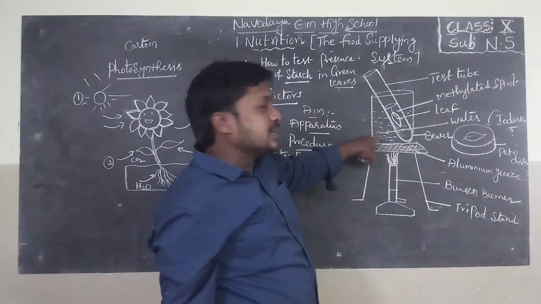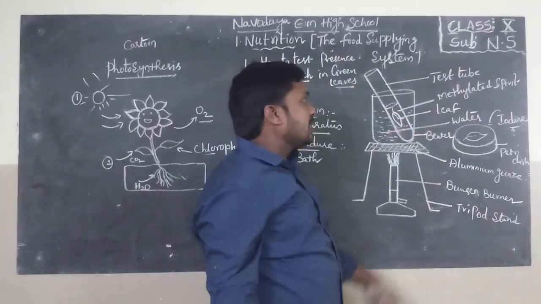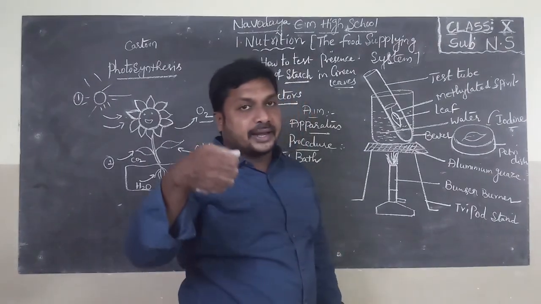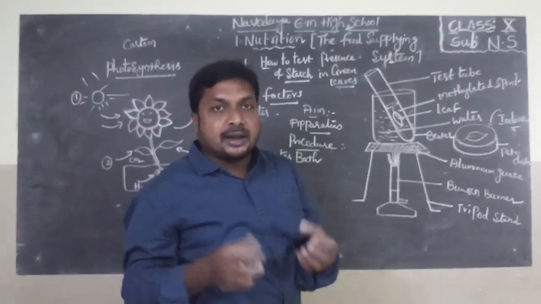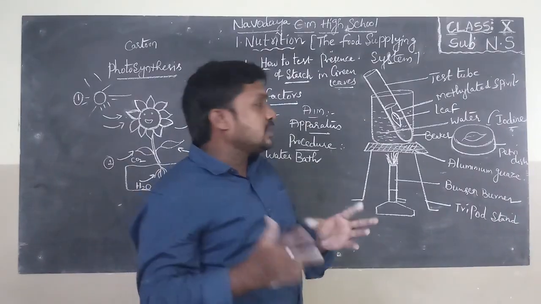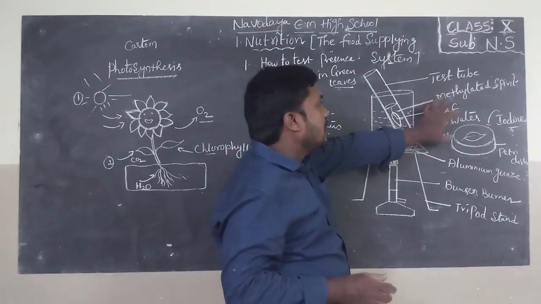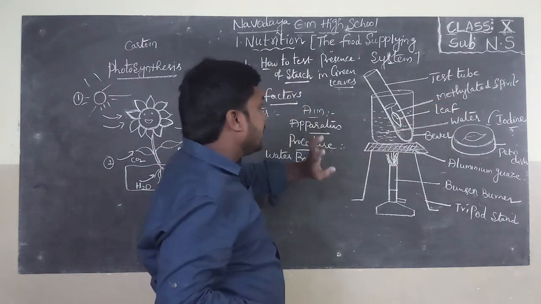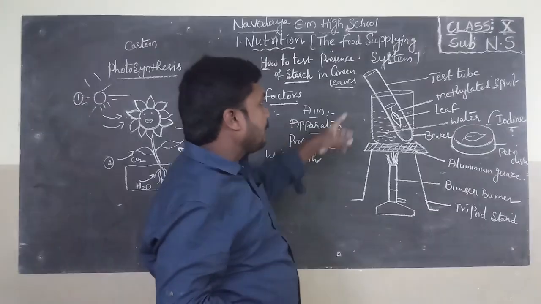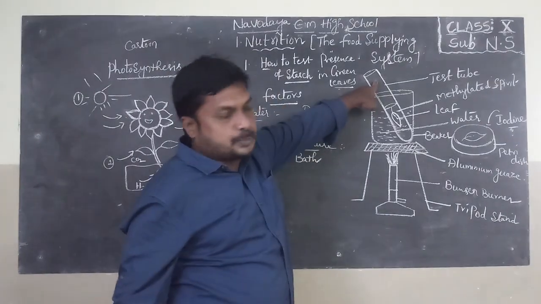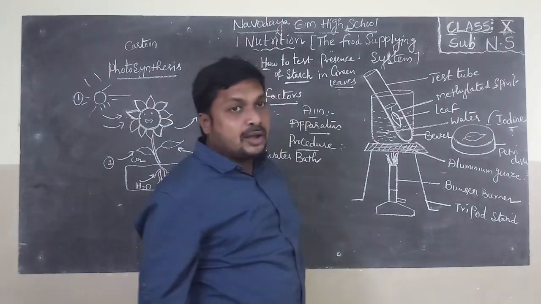What is the reason for this? If you boil the methylated spirit containing test tube directly on the flame, it may catch fire and the test tube may burst. That's why we have to boil the test tube which contains methylated spirit in a water bath. Water bath means we keep the test tube which contains methylated spirit in a beaker which contains water.